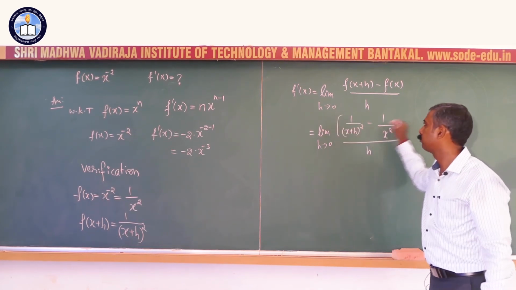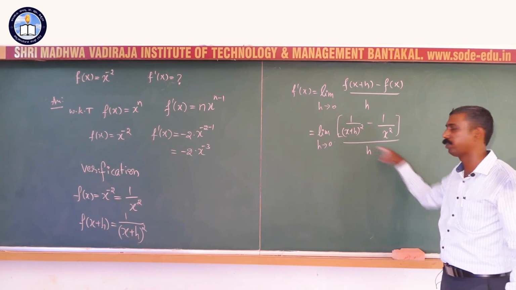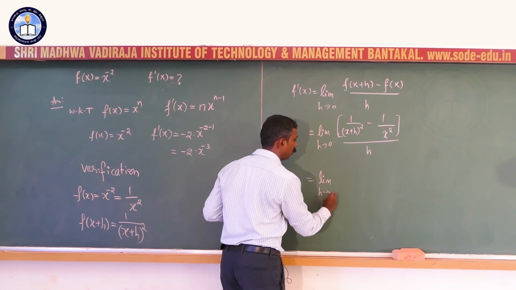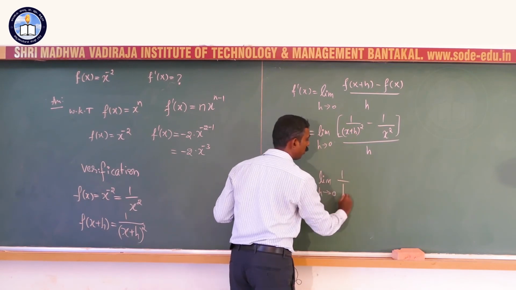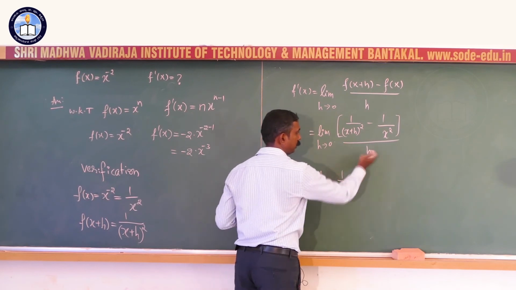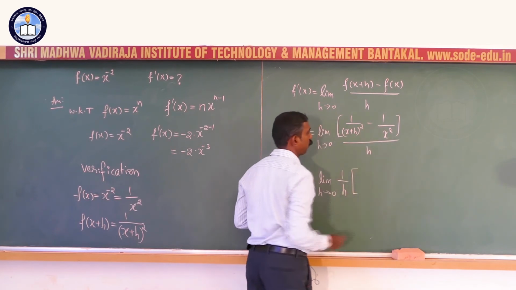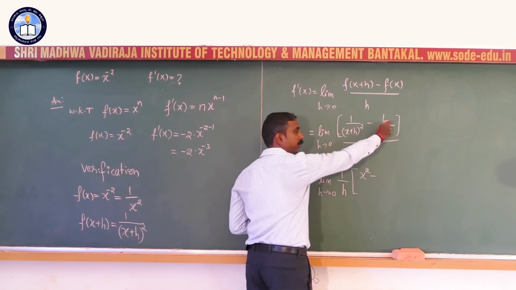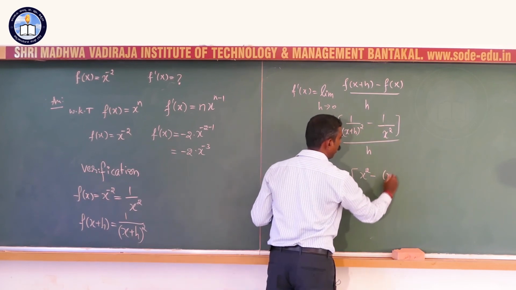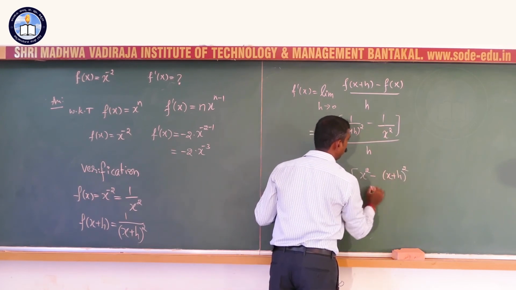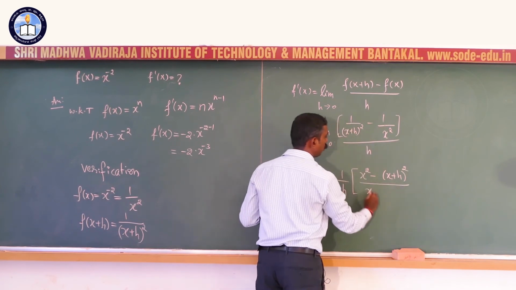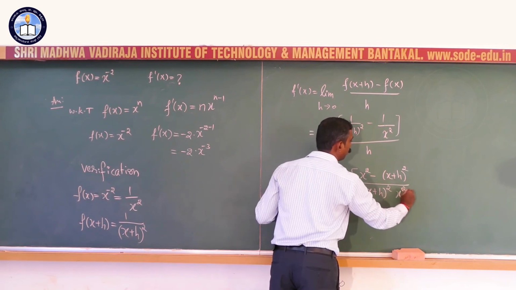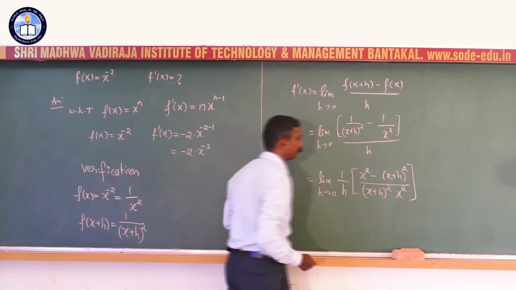So, writing like this is a bit tedious because of the h whole divided by h. So, I will write this as limit h tends to 0, rearranged, 1 by h, because h is in the denominator, right? 1 by h into x square minus, when you cross multiply this, so minus x plus h whole square divided by x plus h whole square into x square you will get.